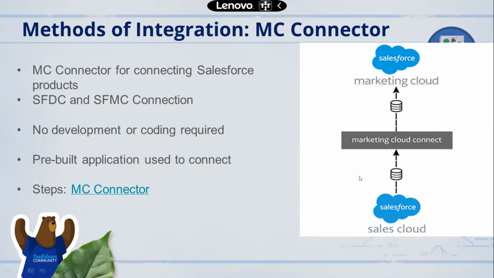In the diagram, it refers to connecting Sales Cloud with Marketing Cloud, where you can implement Marketing Cloud Connect and connect both the clouds. As said, it's a pre-built connector, a pre-built application, and you just need to set up or configure the connector. The configuration of the connector involves two things. I want to touch base on the steps.